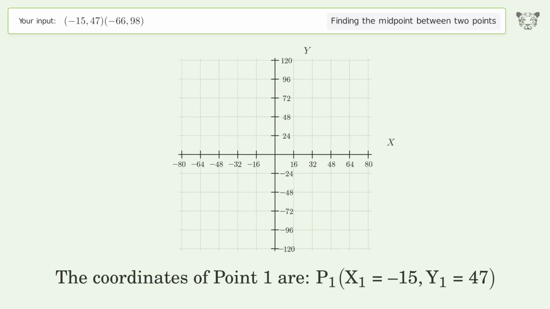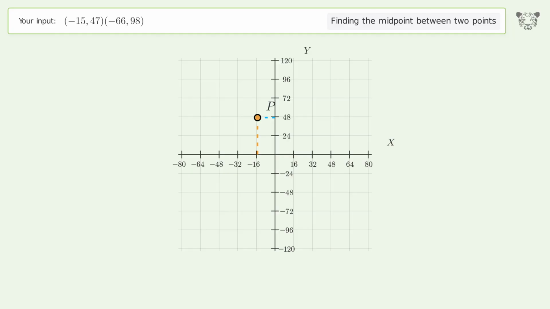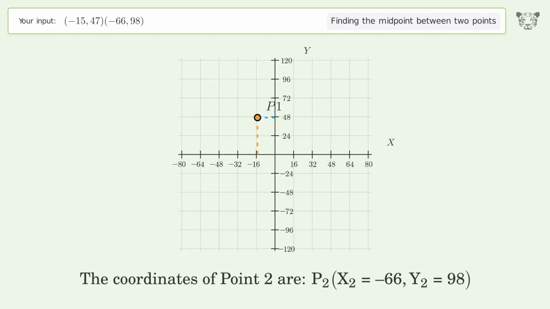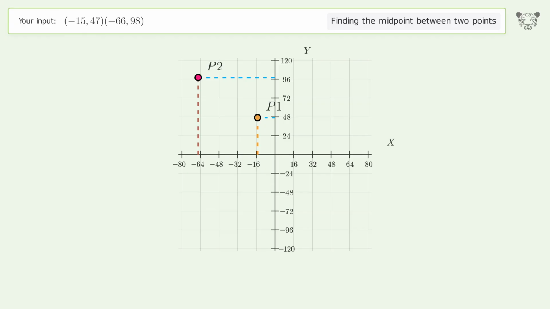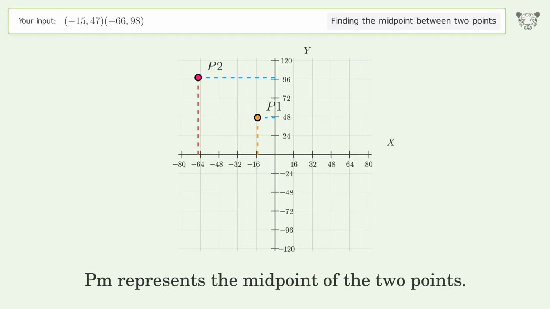The coordinates of point 1 are, x1 equals negative 15, y1 equals 47. The coordinates of point 2 are, x2 equals negative 66, y2 equals 98. PM represents the midpoint of the 2 points.